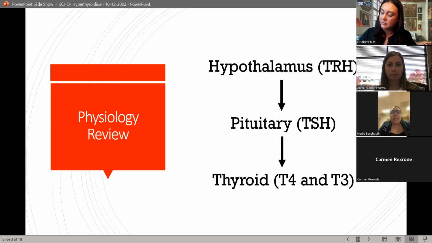So the hypothalamus makes a hormone called TRH, which is thyrotropin releasing hormone. That tells the pituitary to make TSH, which is thyroid stimulating hormone.